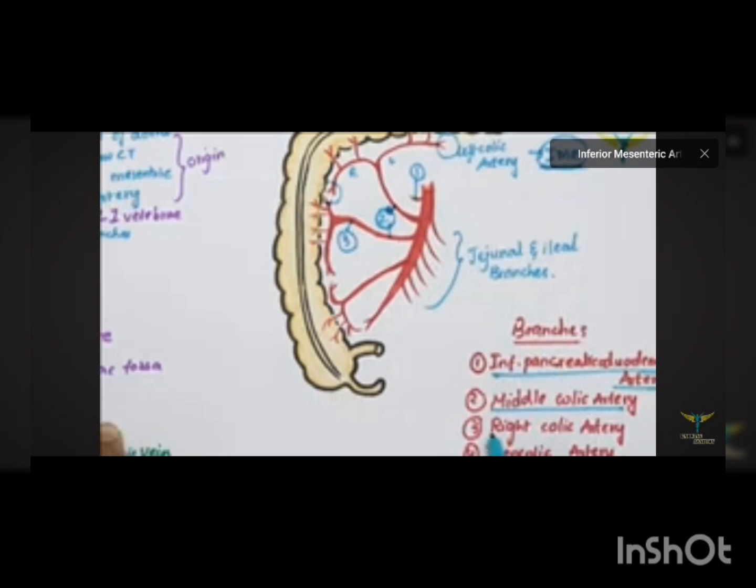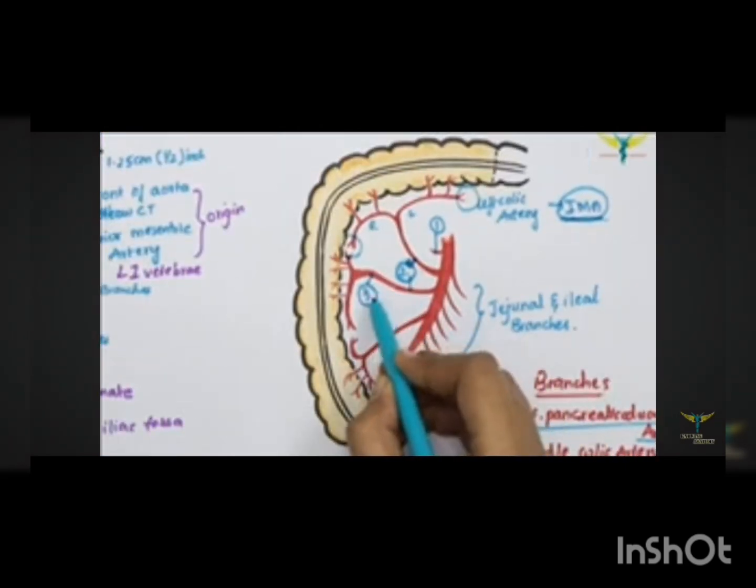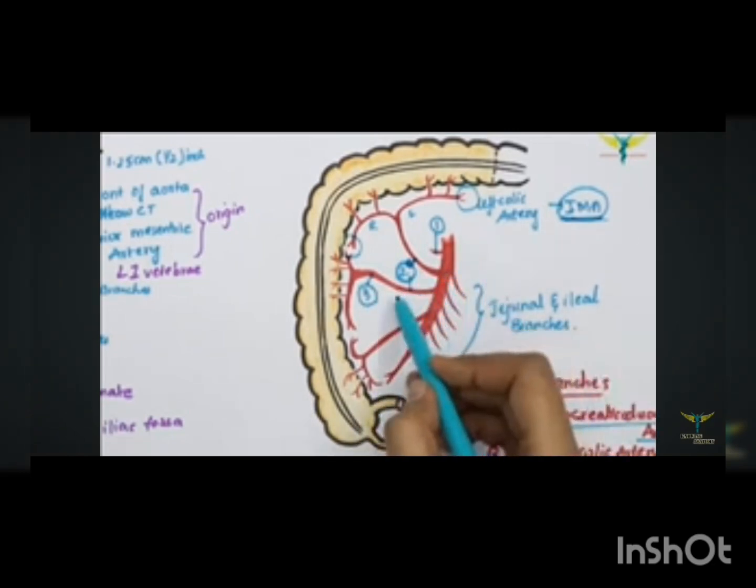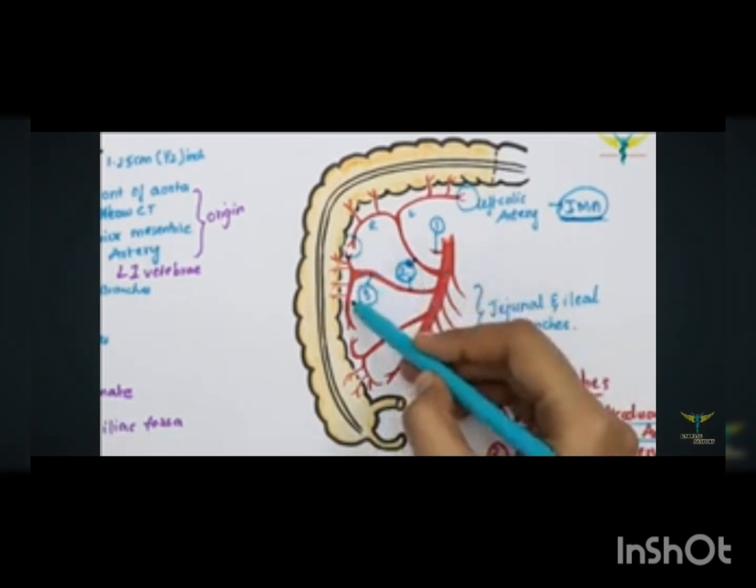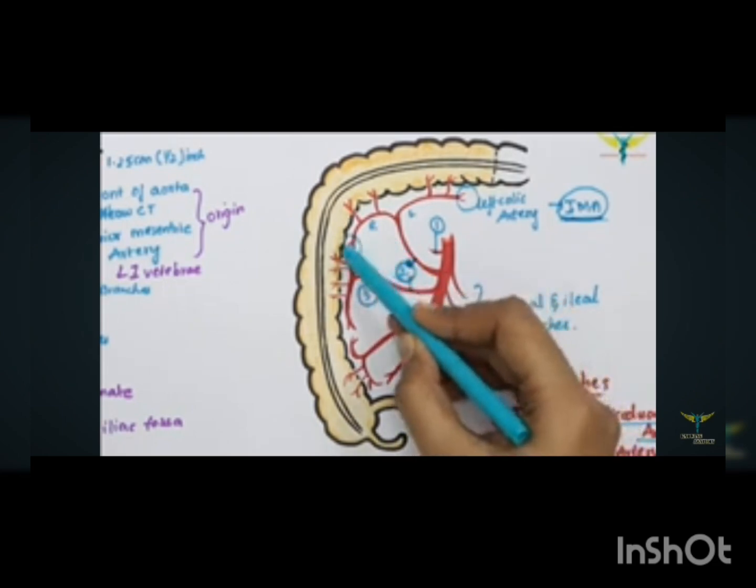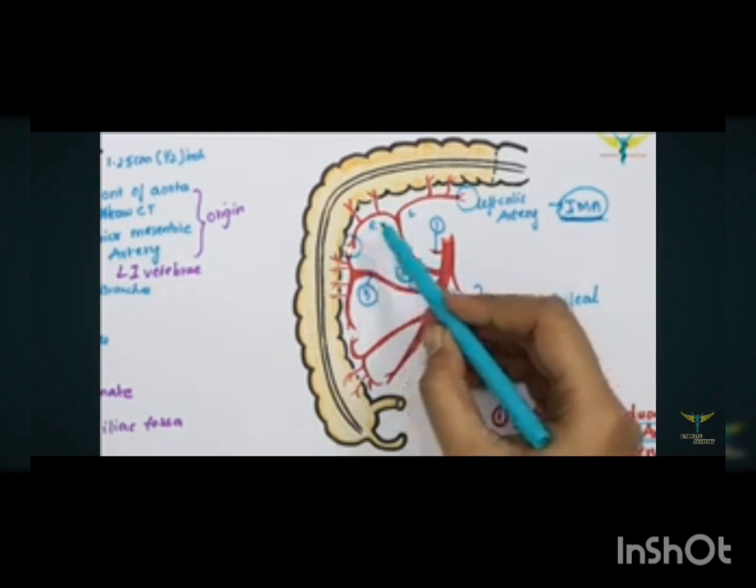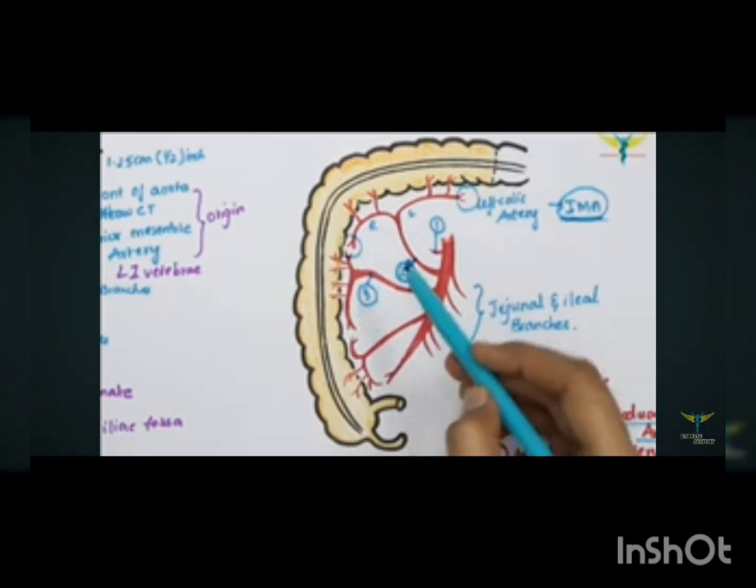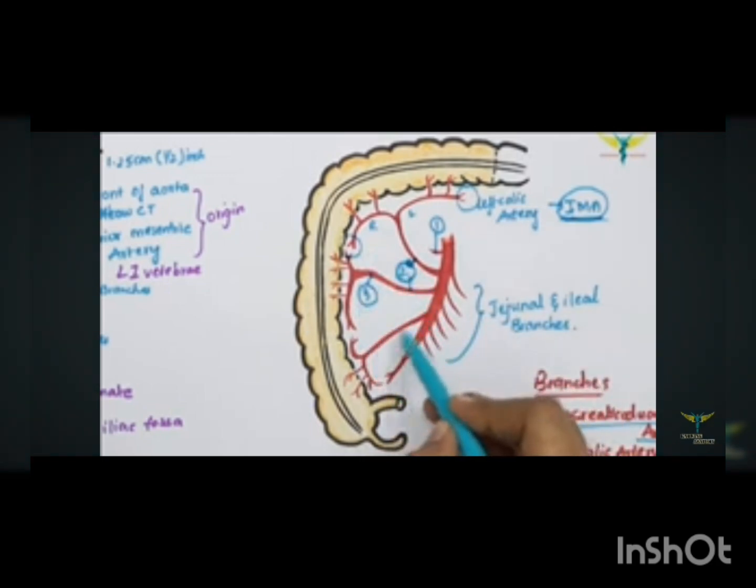Now coming to the third branch, that is the right colic artery. It arises from the right side and it divides into the ascending and descending branches. The ascending branch anastomoses with the right branch of the middle colic artery, and the descending branch anastomoses with the ascending branch of the ileocolic artery.